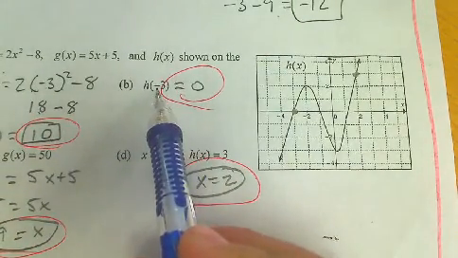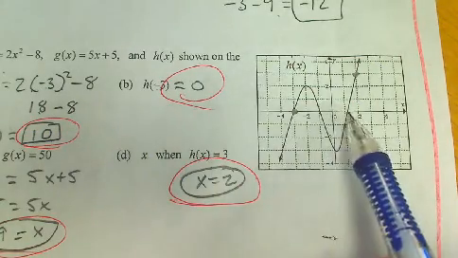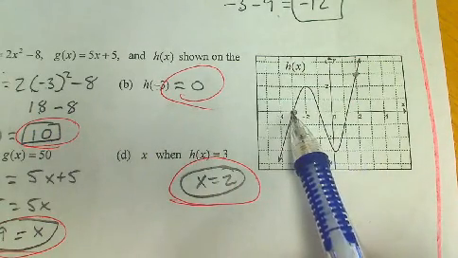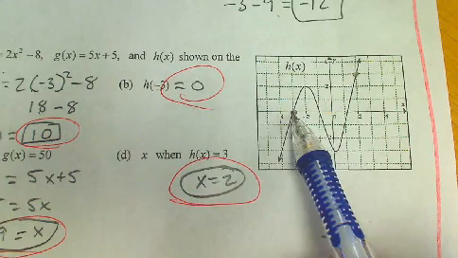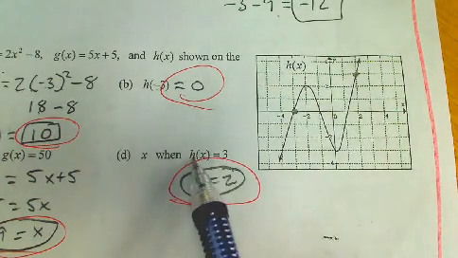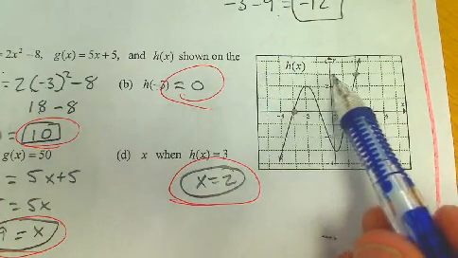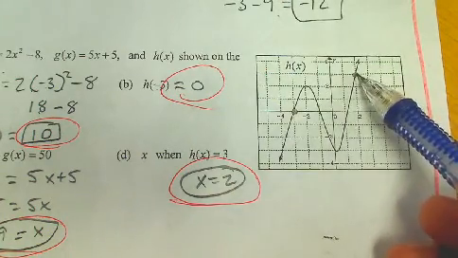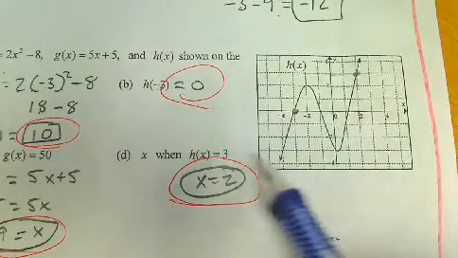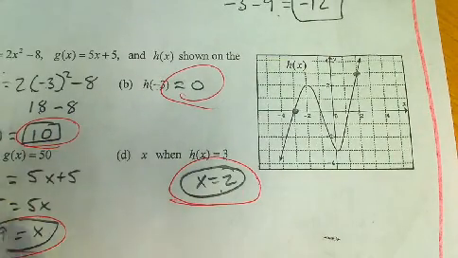H of -3 means my x is -3. My x is -3 and my y is 0, because I don't go up anything or down anything. When h of x is 3, so that's my y value, is 3, I get out a 2. So 2 plugs in to get out a 3. So my x is 2.